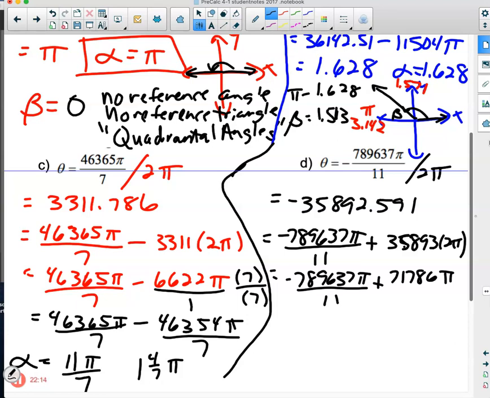We have to go ahead and make a common denominator for these so that we can actually do the addition. And that means you realize you have a 1 and an 11. Least common denominator, going to be 11. We've got more multiplying to do. So 71,786, which should still be in your calculator, take that times 11.